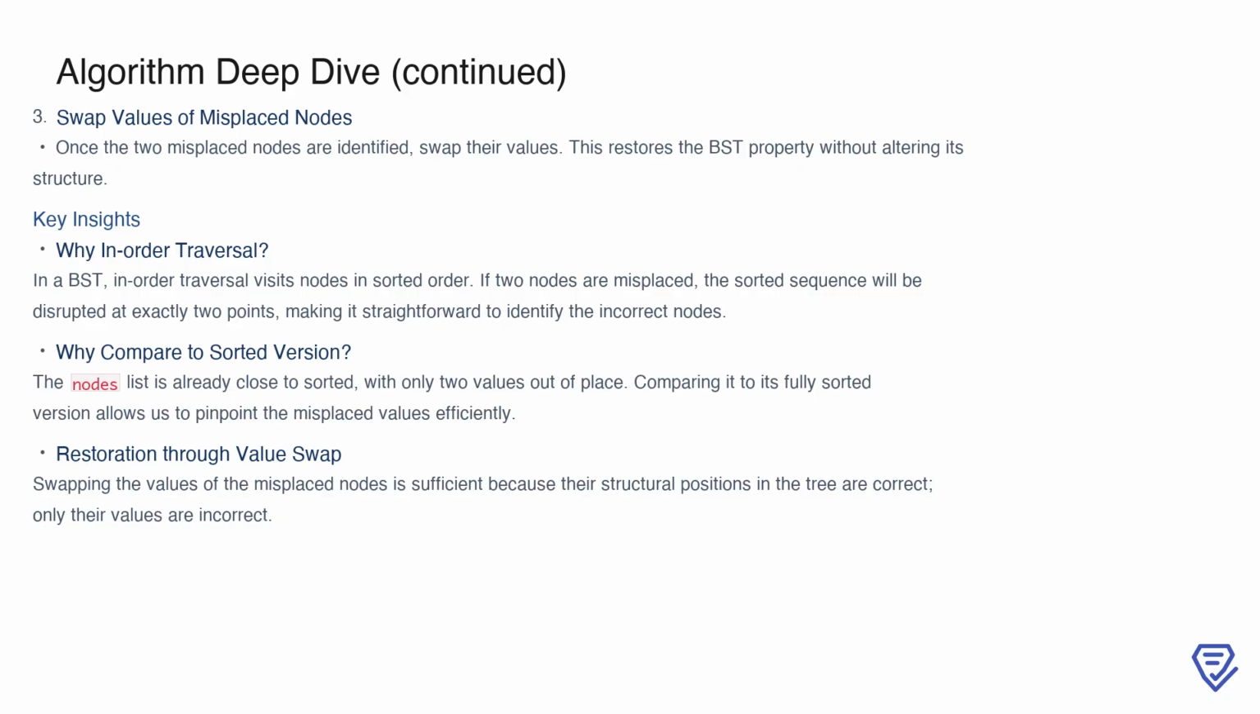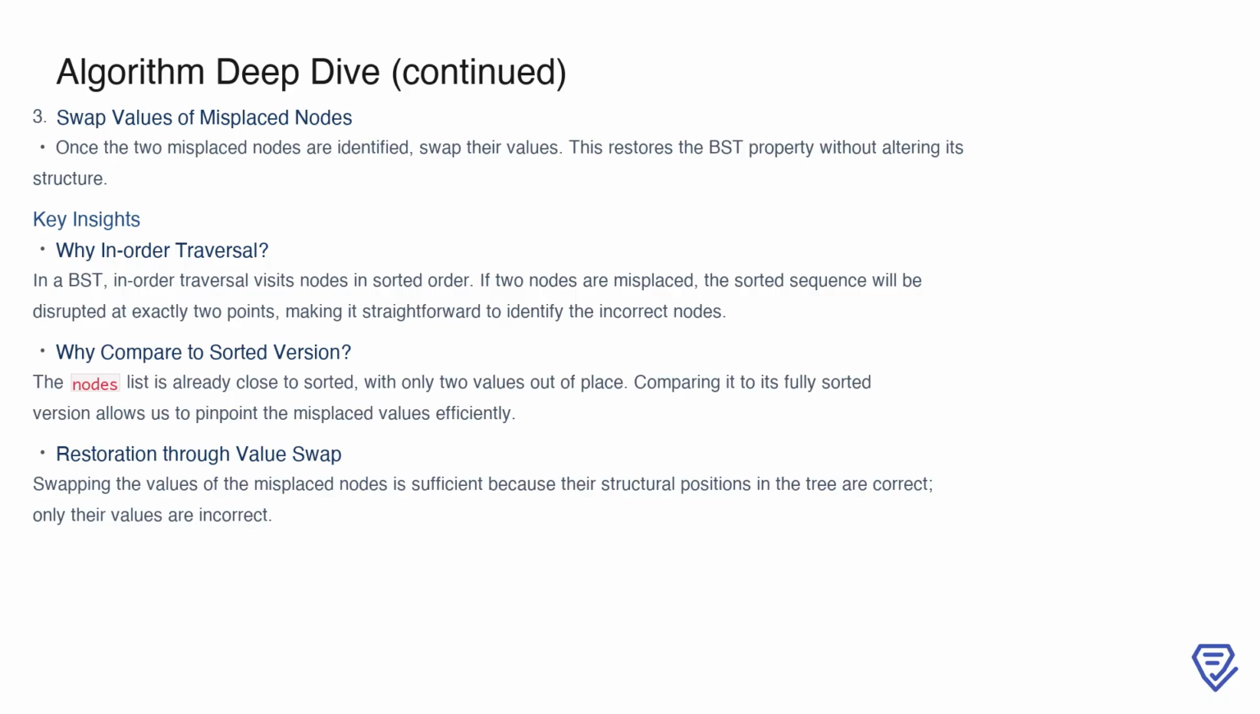To understand why we use in-order traversal specifically, recall that it visits nodes in ascending order for a valid BST. If two nodes are misplaced, this order will be disrupted at exactly 2 points, making it easy to locate the issues. Comparing the collected list of nodes to its fully sorted version is effective because the list is already mostly sorted, with only 2 values out of place. This minimizes the work needed to identify the errors.